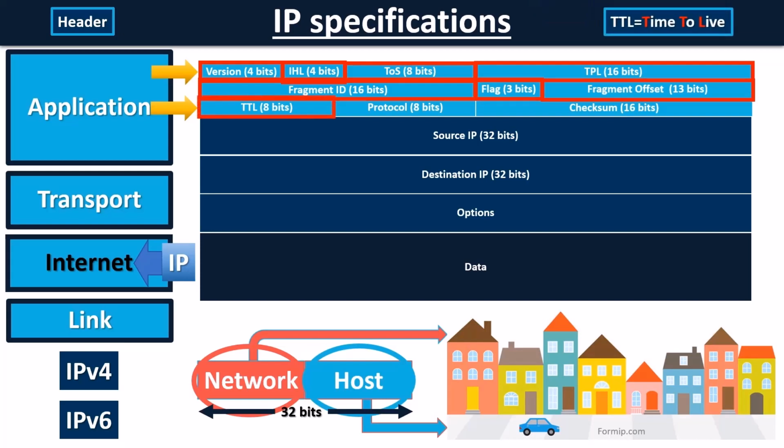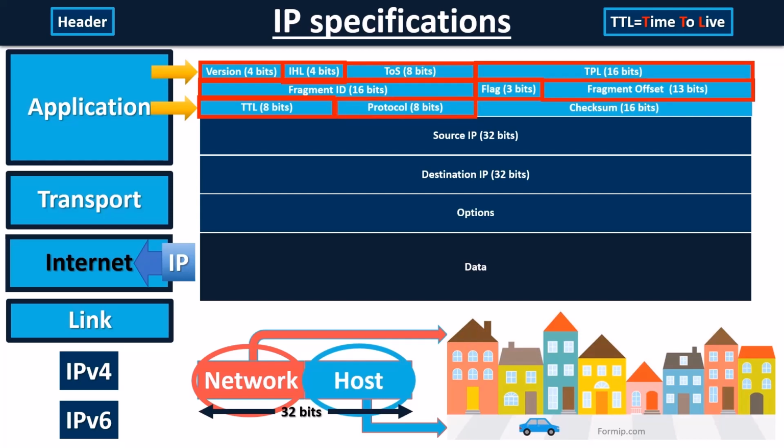The TTL field includes the number of routers that the packet can still pass through before being destroyed. This is to prevent a packet from spinning indefinitely in a network, for example because of a routing problem. It can be compared to an expiration date.